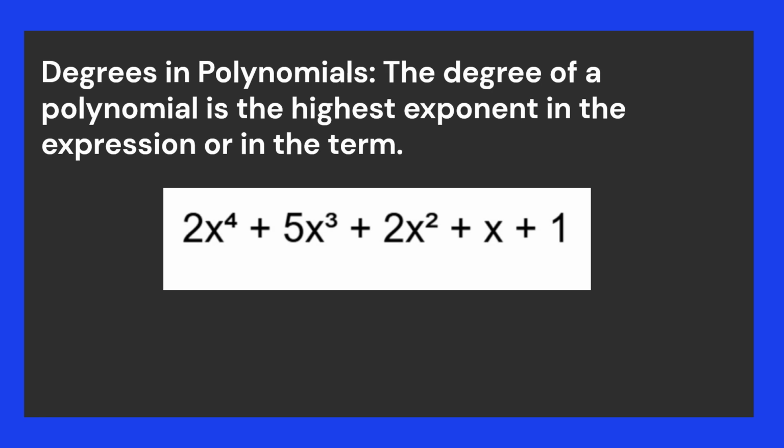Polynomials can also have degrees. What is a degree in polynomials? The degree of a polynomial is the highest exponent in the expression or in the term. This means that in the expression 2x^4 + 5x^3 + 2x^2 + x + 1, the highest degree is 4.